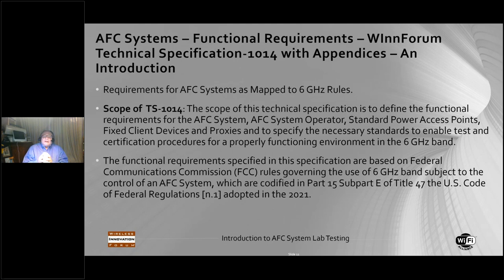So the scope of TS 1014, which is really critical, and its appendices, are a technical specification that define the functional requirements of the following components: the AFC system itself, which is the automatic frequency control system, the AFC system operator, standard power access points and devices, fixed client devices and their proxies. Proxies are not required, but if you want to use a proxy, it's covered in TS 1014, also known as a network device. And to specify the necessary standards to enable test and certification procedures for a properly functioning environment in the 6 gigahertz band.